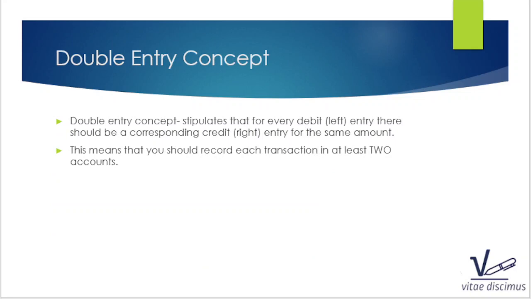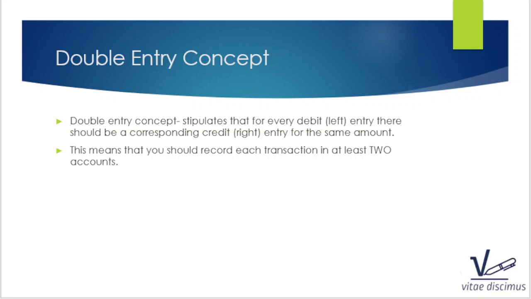So with regards to the double entry concept, this is a key principle in accounting because the double entry concept stipulates that for every debit, that is the left hand side entry, there should be a corresponding credit side entry for the same amount. This means that you should record each transaction in at least two accounts.